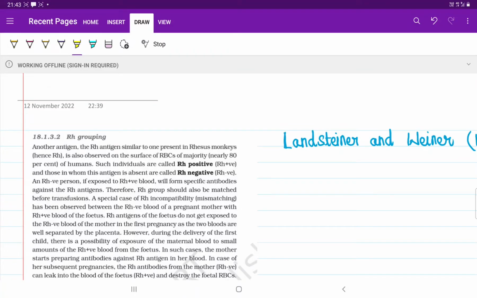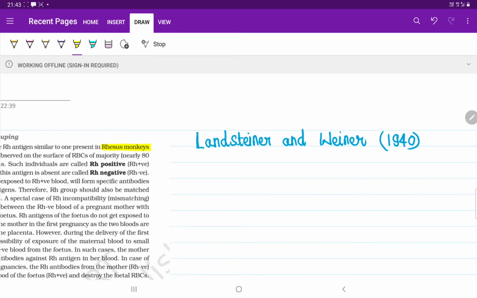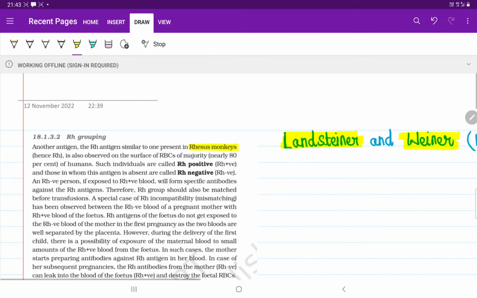Okay, fine students. So in this video we will see what is the RH blood grouping system. RH means rhesus monkey. There was a scientist, his name was Landsteiner, a great scientist, who discovered the ABO blood grouping system. With his colleague Wiener, in 1940 he discovered the RH blood grouping system.